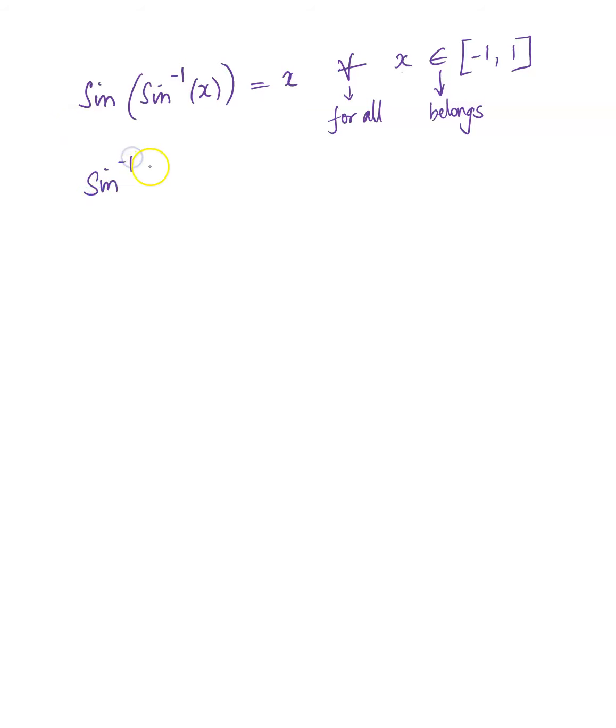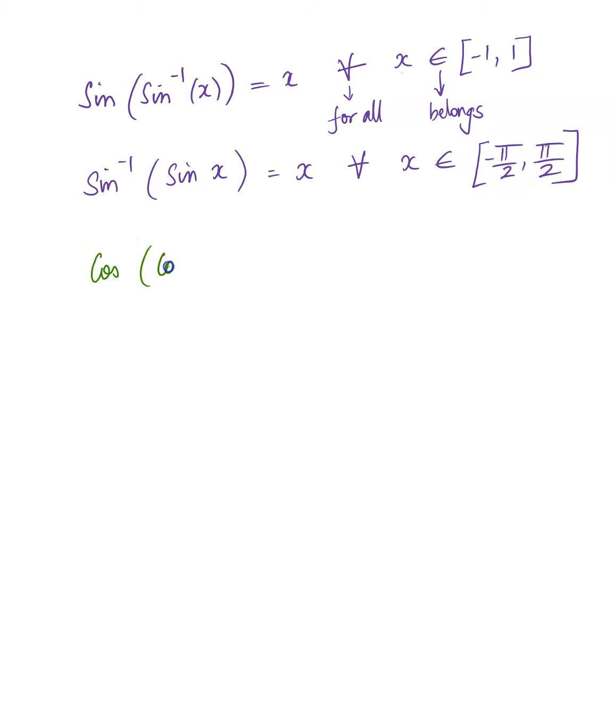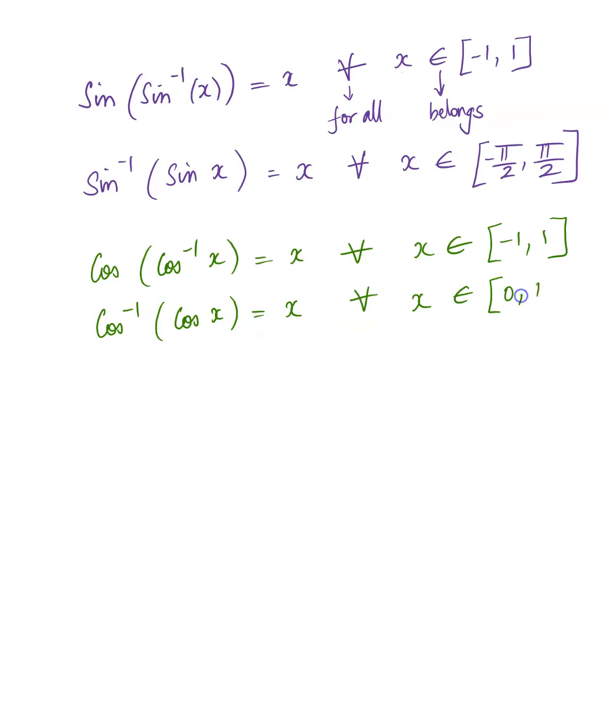And then we have the other way around. Sine inverse of sine x will be x for all x that belongs to this interval, negative pi over 2 to pi over 2. Notice how, because now we have sine and the x here is the angle, your x interval also appears as an angle. And then you have cosine of cosine inverse of x will be x for all x in the interval. Cosine inverse of cosine x will be x for all x that belongs to the interval 0 to pi.